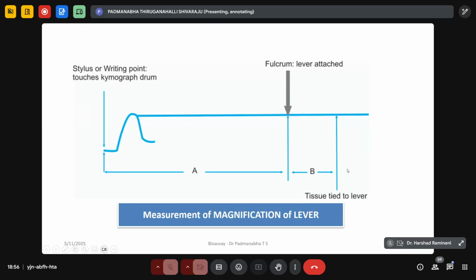So this will be the stylus. This is the writing point. This distance is called the effort arm, and from the fulcrum to the tissue where it is tied, the B will be called the load arm. So A is the effort arm and B is the load arm. When we divide it, we get a magnification. So we need to check for the magnification before conducting the experiment.